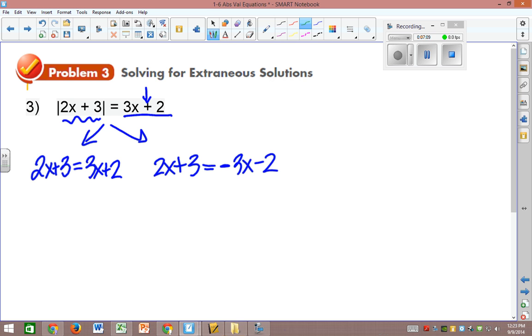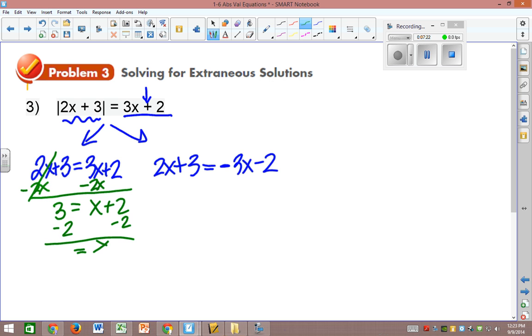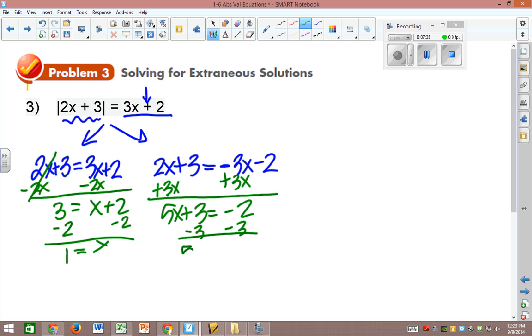So on the left problem here, I'll subtract 2x. That's x plus 2 equals 3. Now subtract 2, and we get 1. All right, x is equal to 1. Good. Same, let's see, add 3 now, so we get 5x. And subtract 3. 5x equals negative 5, which means x equals negative 1.